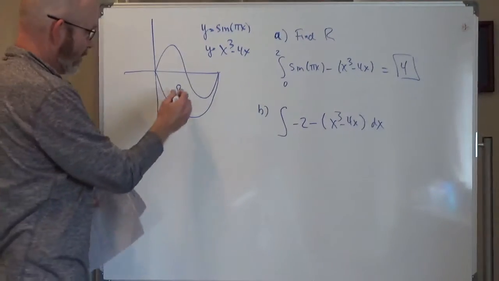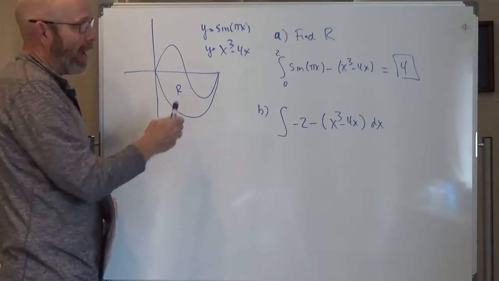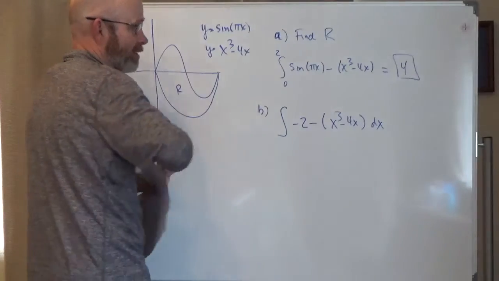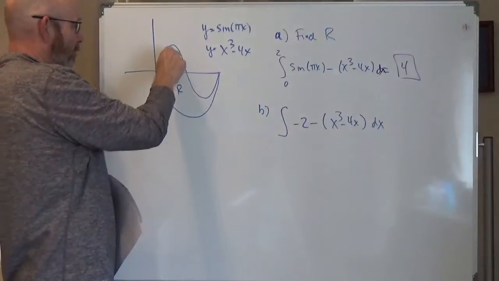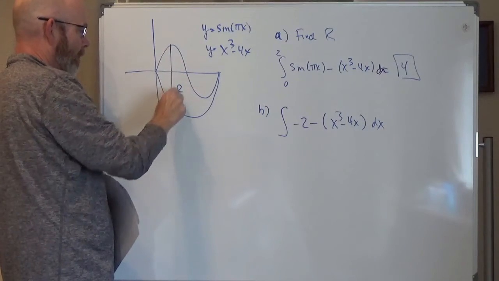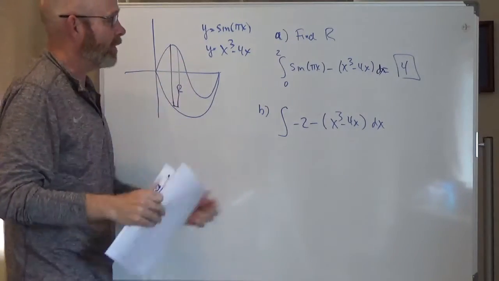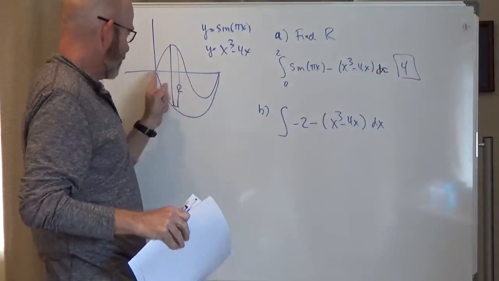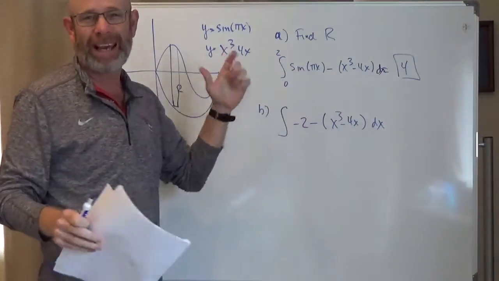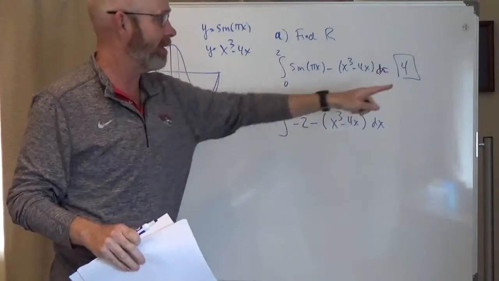Pretty simple. If you just think about this as a rectangle, we're adding up rectangles. The width of each rectangle is dx, which I forgot to put there. The height of each rectangle is just top curve minus bottom curve. So we've got sine pi x, the top curve, minus the bottom curve, from 0 to 2. I just did this on my calculator, integrated, and got 4.